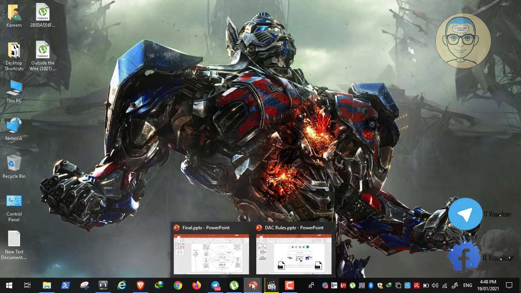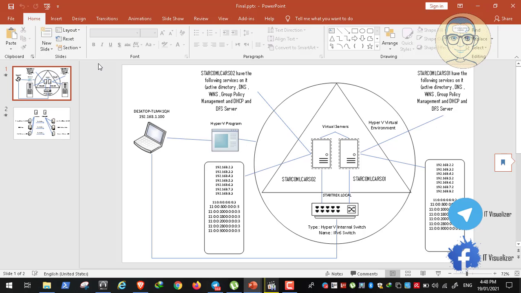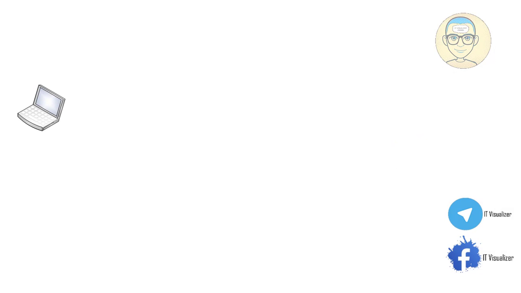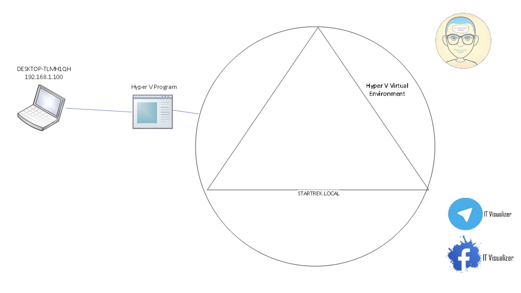How can this be done? Let me show you a little bit of a graph. So here I have my laptop, my desktop, and my IP address is 192.168.1.100. And then we have our Hyper-V program. So this is our Hyper-V program, and we will have our Hyper-V virtual environment, and this is our domain, which is startrek.local. And then we have our first domain controller, which is starcom lars01.